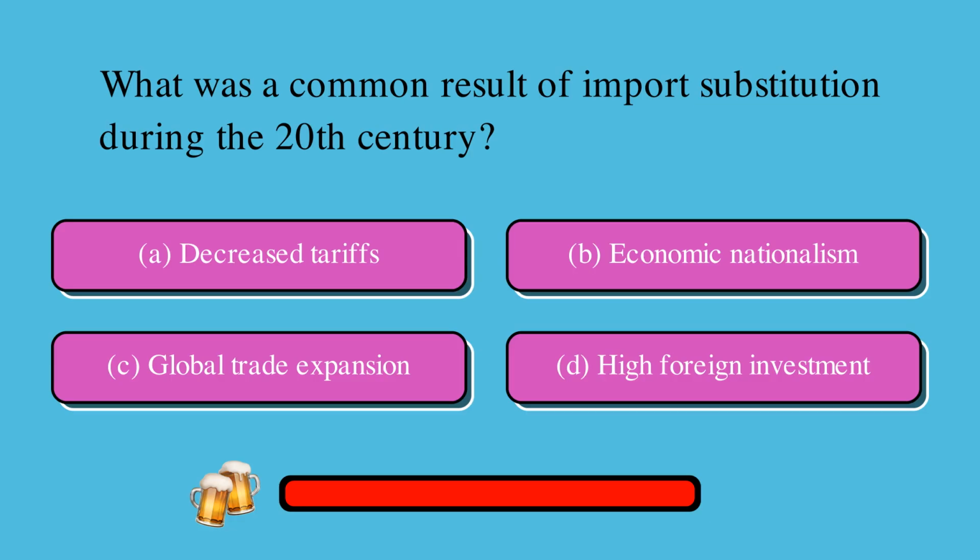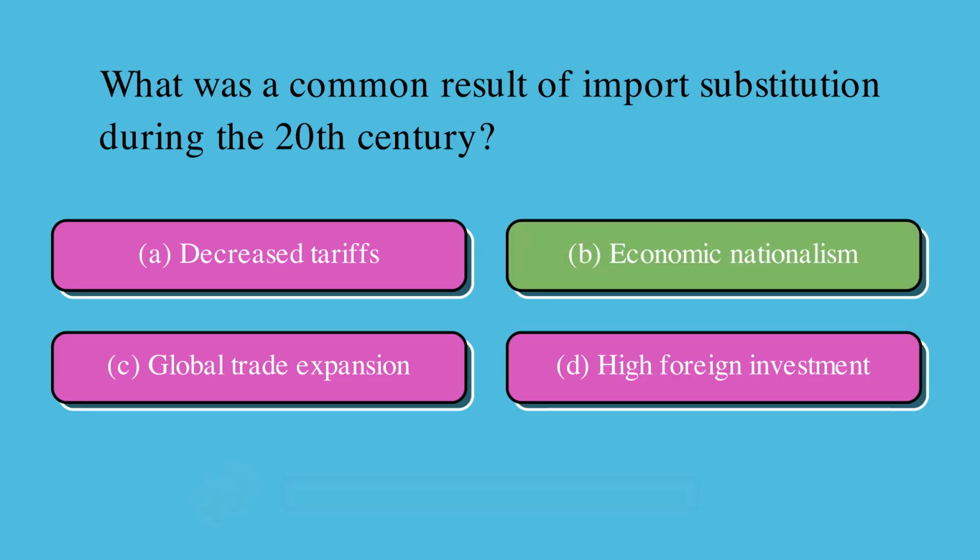What was a common result of import substitution during the 20th century? Is it A, decreased tariffs, B, economic nationalism, C, global trade expansion, or D, high foreign investment? The correct answer is B, economic nationalism.